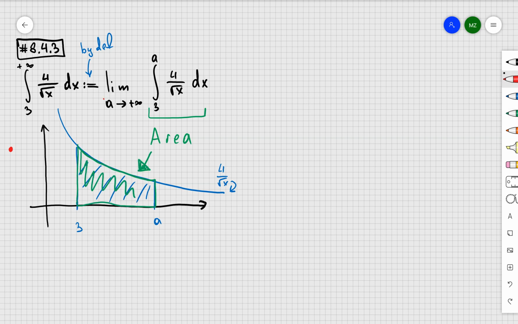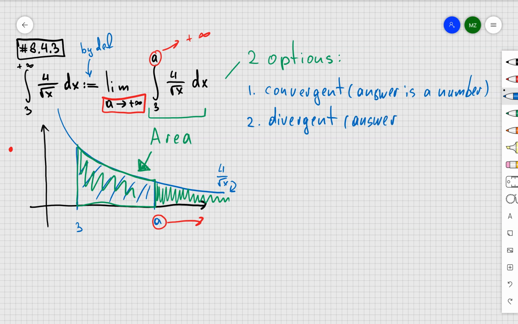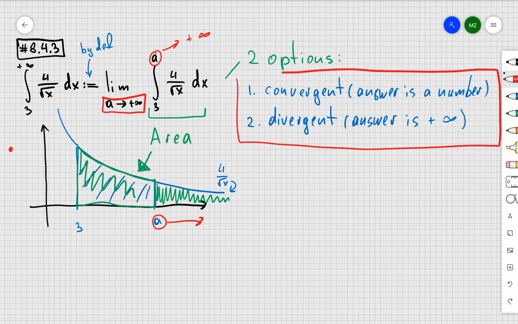Then the idea is, if I want to find the improper integral, I just take my right bound, which is a in this case, and send it to infinity. You can see on the picture that when I send a to infinity, I obtain the area on the right of my line x equals a. In that case we have two options. Either our integral is going to be convergent, which means the area is finite, or in other words we get a finite number as the answer, or our area can be divergent, so our final answer is going to be positive infinity.